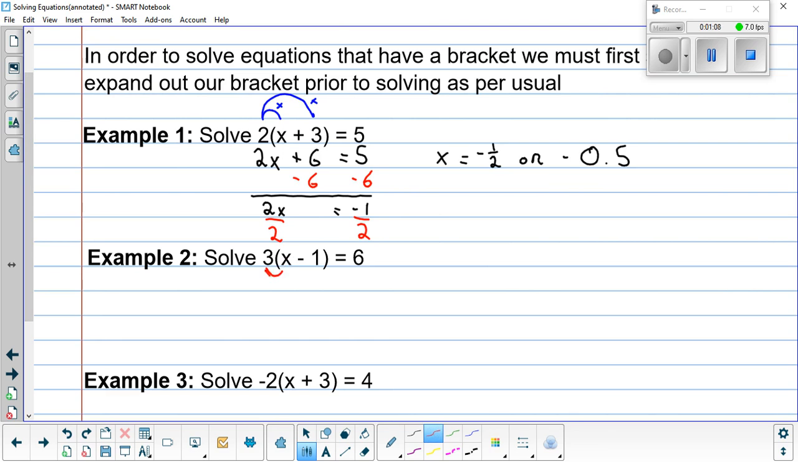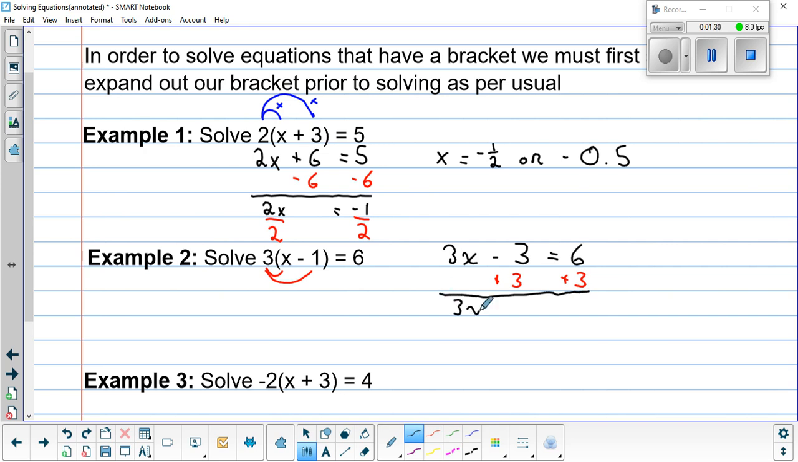So 3 times x and 3 times negative 1. So we have 3x minus 3, and that's going to be equal to 6. So now we're back down to something we know more. So we add 3, add 3. This isolates our unknowns, or our variables, to one side, and our numbers to the other.